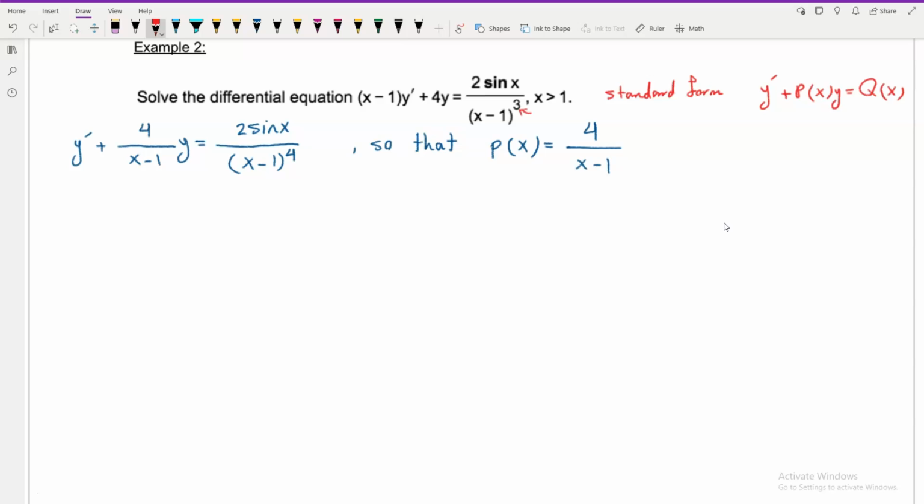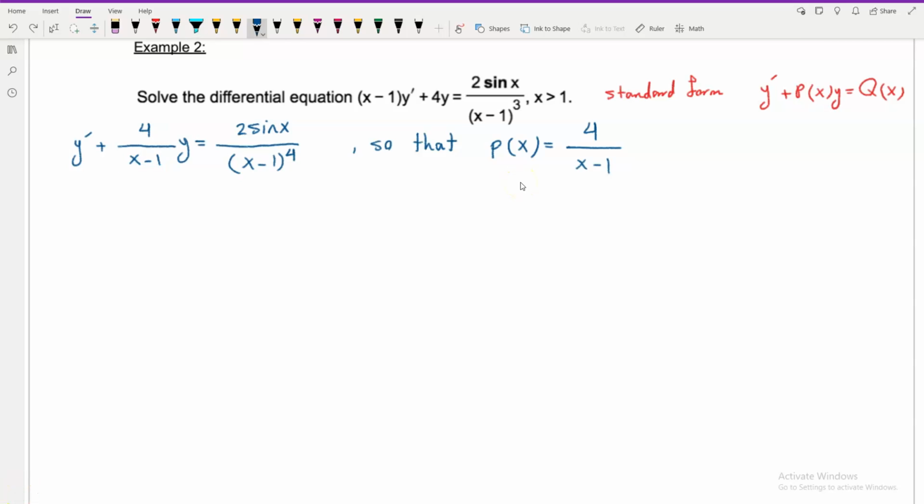Here the power was 3, but because of dividing by x - 1, we're going to have power 4. So (x - 1) to the 4th power in the denominator. And in this case, the coefficient of y is 4/(x - 1), and that is p(x).